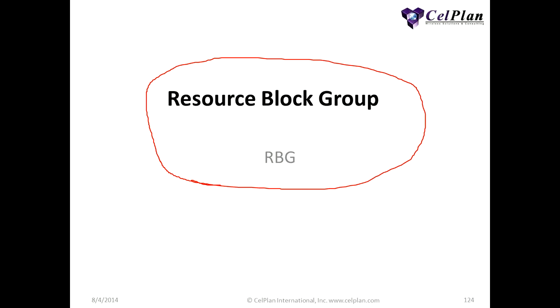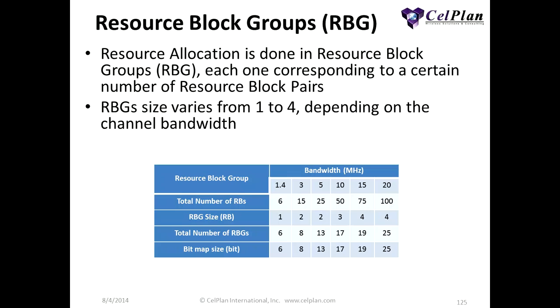Before we start, we need to understand what we mean by a resource block group. You know that a resource block is 12 subcarriers by 6 or 7 symbols. Well, this is not the smallest block that can be transmitted. Depending on the bandwidth, this is the number of resource groups.